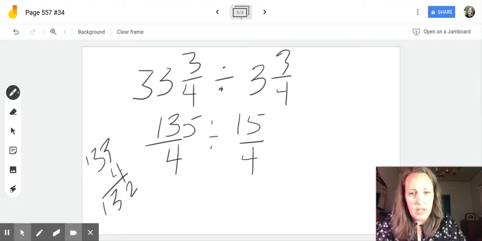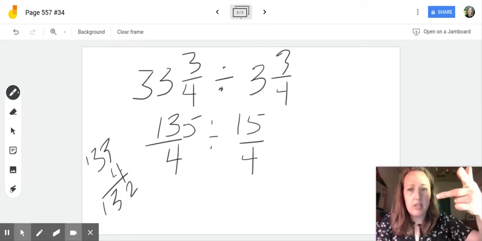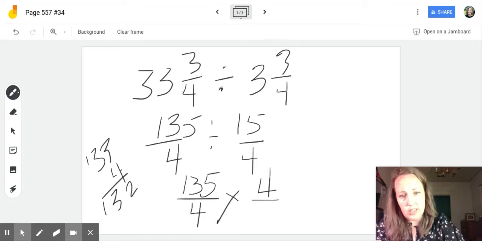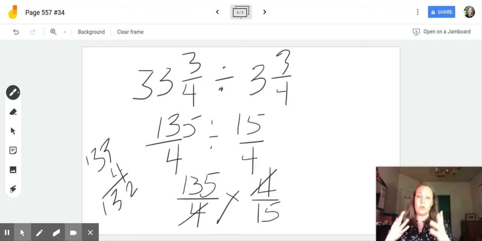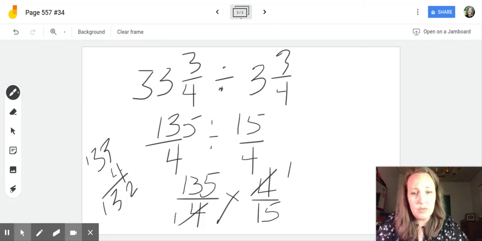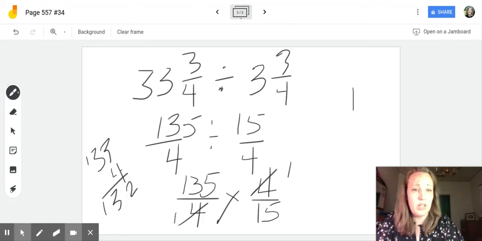Okay. Now we've got to multiply by the reciprocal. So we take 135 fourths, keep that, and multiply by the reciprocal. That's the flip, right? Okay, 4 and 4 are both divisible by 4, so that becomes 1 and 1. How many times does 15 go into 135? So it becomes a division problem, 135 divided by 15, right?